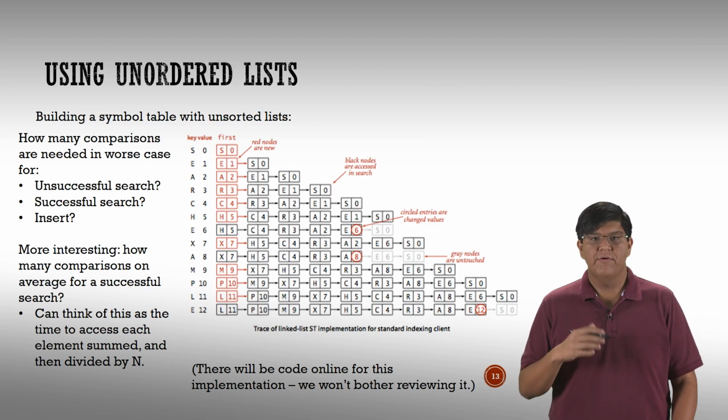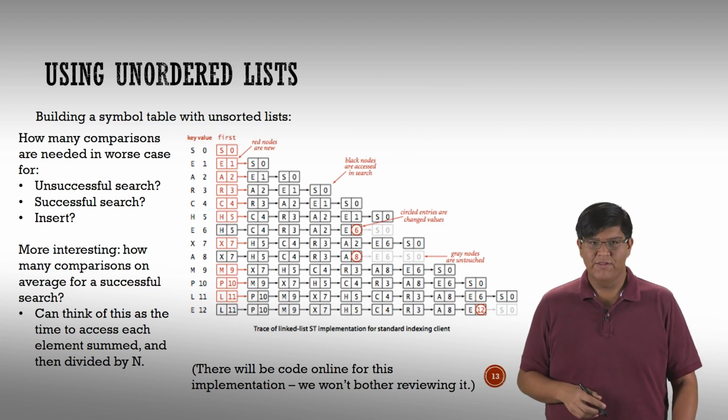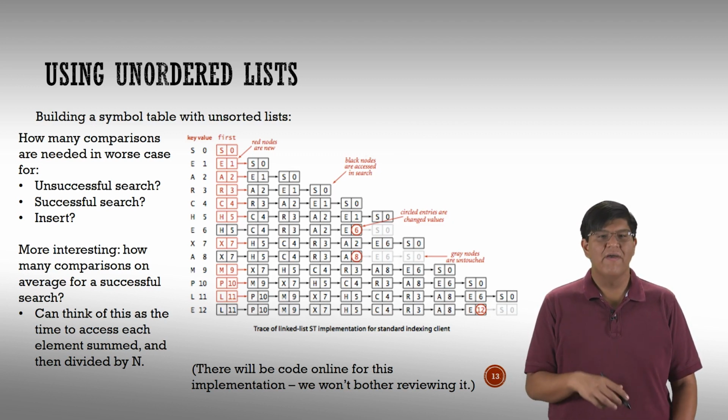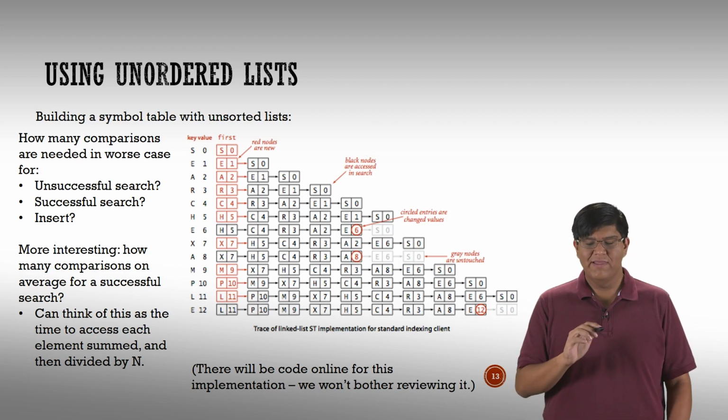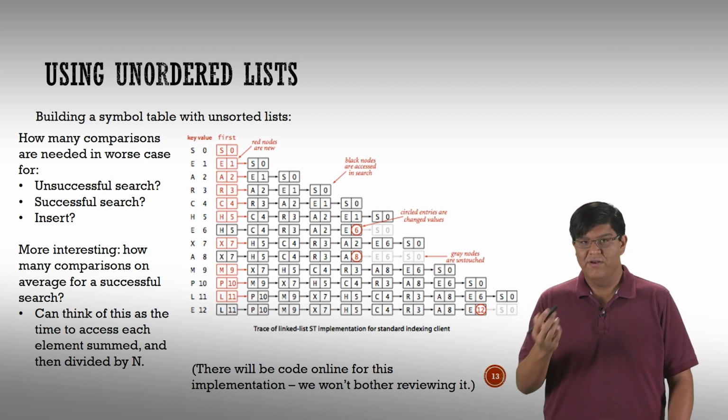So our first thought here is to start with a list. Lists are nice because they're easy to maintain. If I want to add something, I can just throw it in the beginning of the list. I don't need to worry about array resizing, I don't need to worry about all that stuff. It just works. So lists are very simple to use, at least if they're unordered.